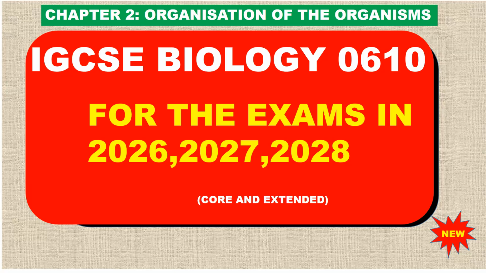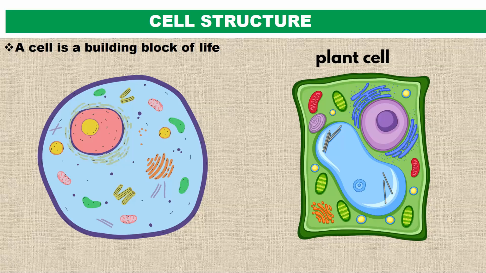All right, so organization of the organisms. What do you need to know about this one? So let's start. Under organization of living organisms, the first part that we want to look at is the cell structure. So what about the cell structure? In terms of a cell structure, we look at both the plant and animal cell.